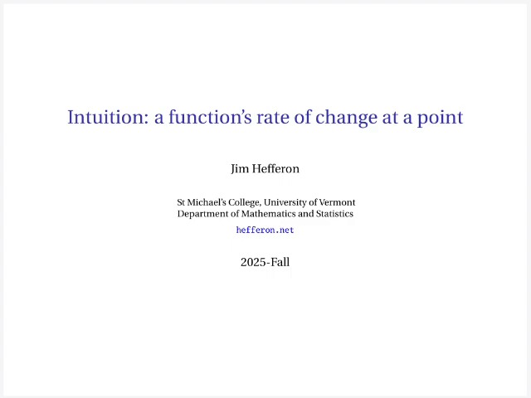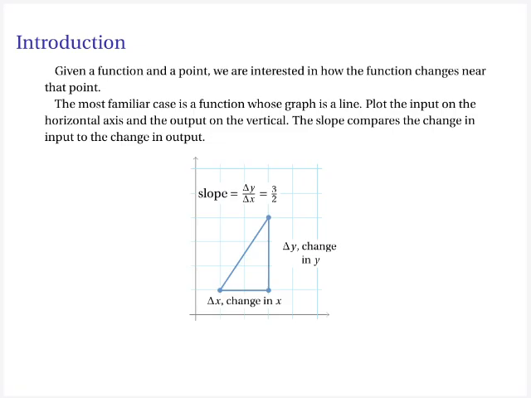Okay, so let's see. There we go. So if you're given a function and a point, we want to know how the function changes near that point. Calculus is the language of change, so we're starting in on figuring out how you compute the change. The most familiar case of understanding how a function changes is when you have a function whose graph is a line. If you plot the input on the horizontal axis, the x-axis people usually call it, and the output on the vertical axis, then the slope compares the change in input to the change in output. So of course here's the familiar slope formula, delta y over delta x, and that tells you how the change in x is related to the change in y.